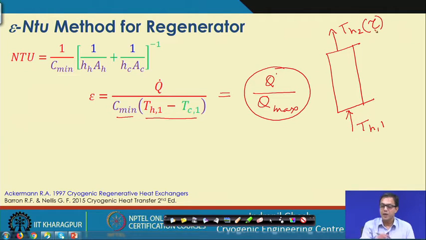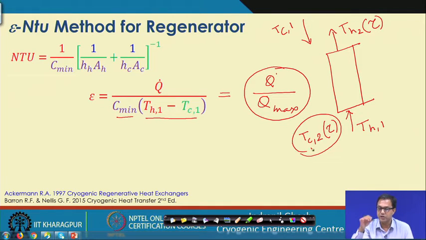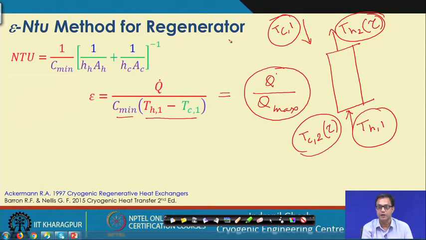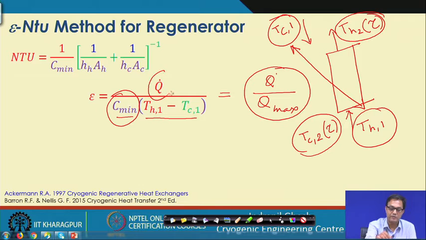In the later part of the cycle, you will find that the cold fluid is coming in at a temperature of TC1, and it is going out at TC2, and it is dependent on time. As time passes, this is changing. As time passes, this hot fluid temperature will be changing. So, what is fixed is TH1, and this is fixed at TC1. So, TH1 and TC1 give the maximum difference in temperature multiplied by the minimum capacity fluid, and this Q dot is the amount of exact or actual heat that is getting transferred in the regenerator.